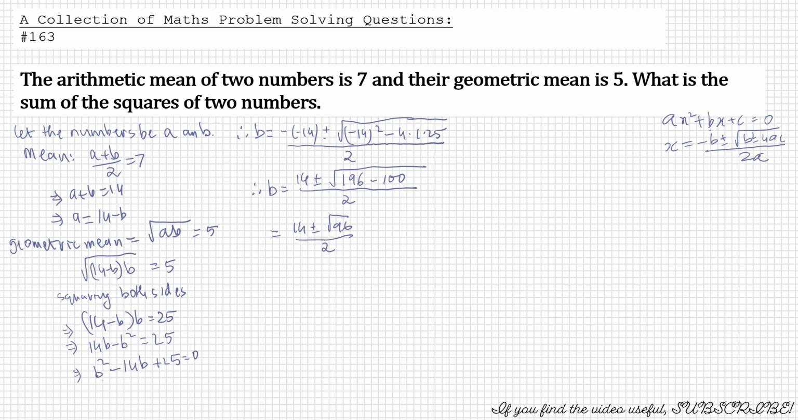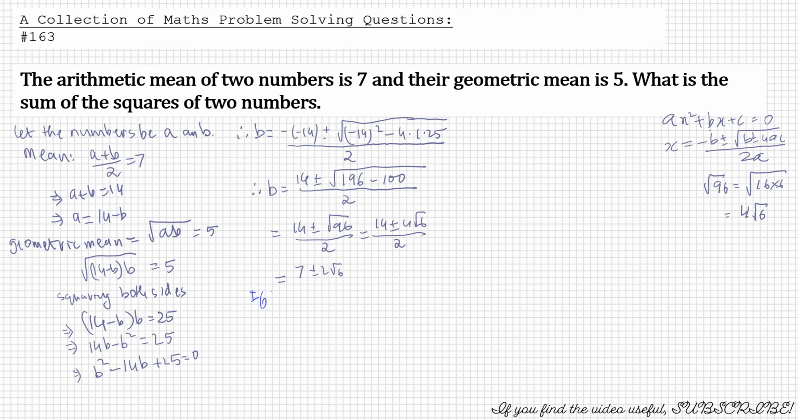Now the square root of 96 we can write as the square root of 16 times 6, and that would equal 4 root 6, bringing 16 outside the root as 4. So then we can write this as 14 plus or minus 4 root 6, the whole thing divided by 2. That would be 7 plus or minus 2 root 6. So you see, we can write b as either 7 plus 2 root 6 or 7 minus 2 root 6.